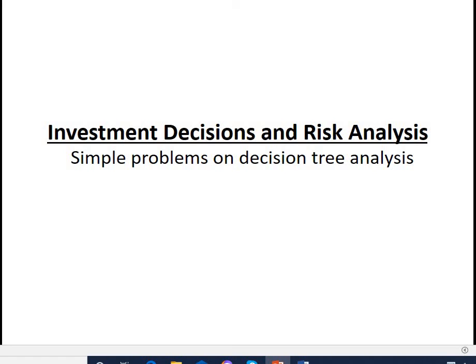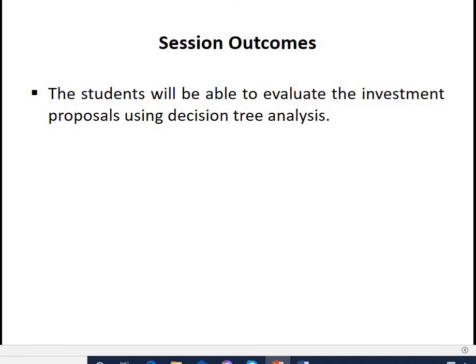In this session, we'll study some simple problems on decision tree analysis, which is one of the risk measurement techniques in capital budgeting decisions. The outcome of this session is to make you able to evaluate and measure investment proposals using this approach, that is, the decision tree analysis technique.